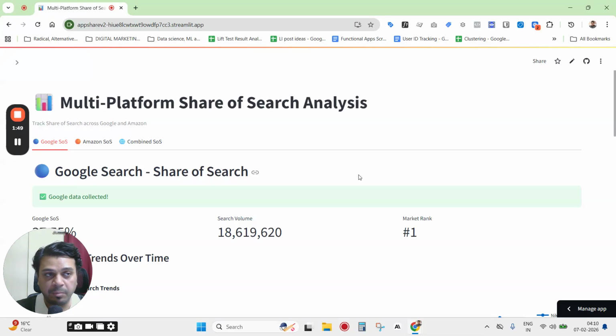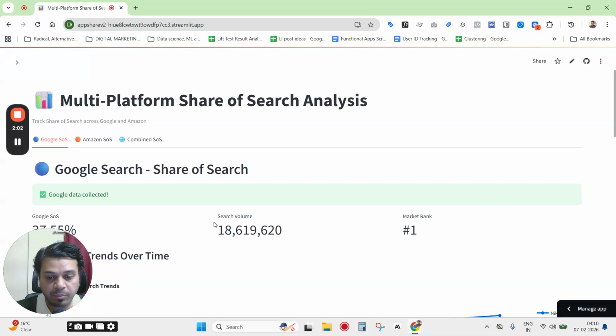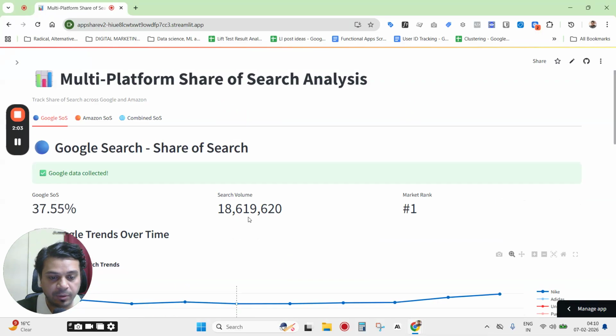So the best resource for this is obviously Google Ads keyword planner, because that's the largest search engine in the world, and I have used its API to pull in data for branded terms. That was already present, and you'll see that in this example it's already running.